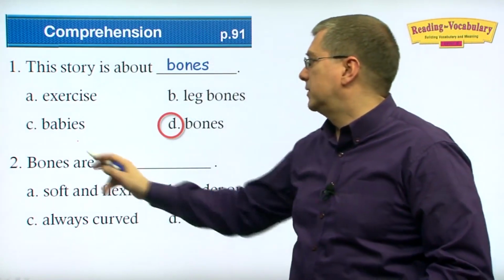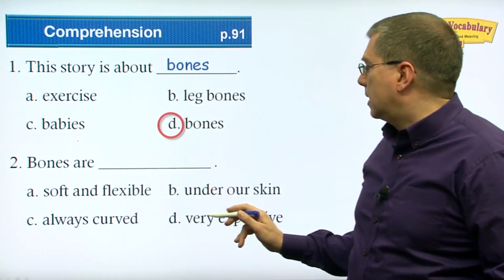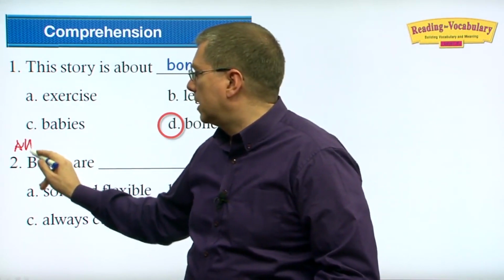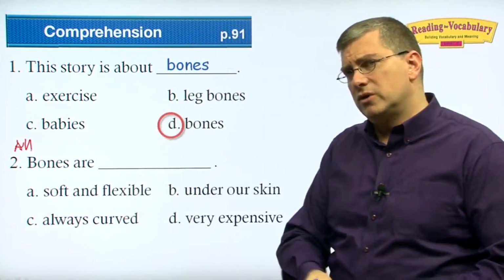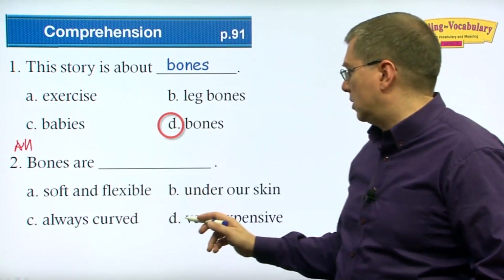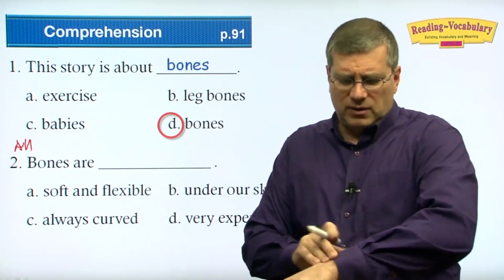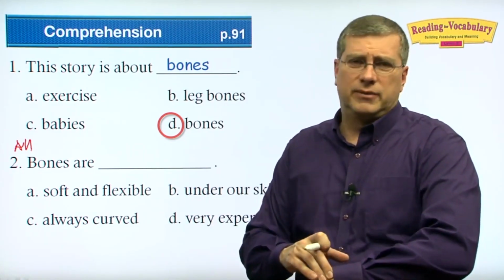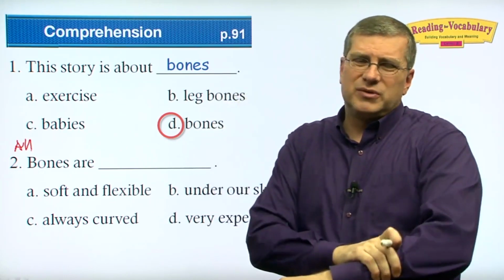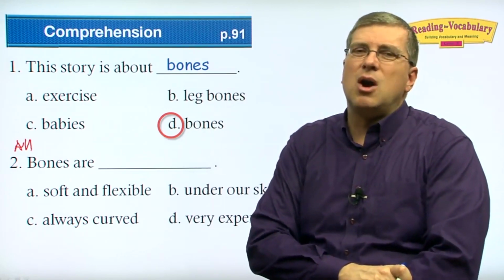Okay. Number 2, bones are what? And remember, we're talking about bones. It's like you're saying all bones, right? All the bones. Not just some bones, but all the bones. All bones are what? Soft and flexible. Soft and flexible? Bones are soft, right? If I push my bones, they're not soft, they're hard. Flexible means that they can bend. But bones don't usually bend.